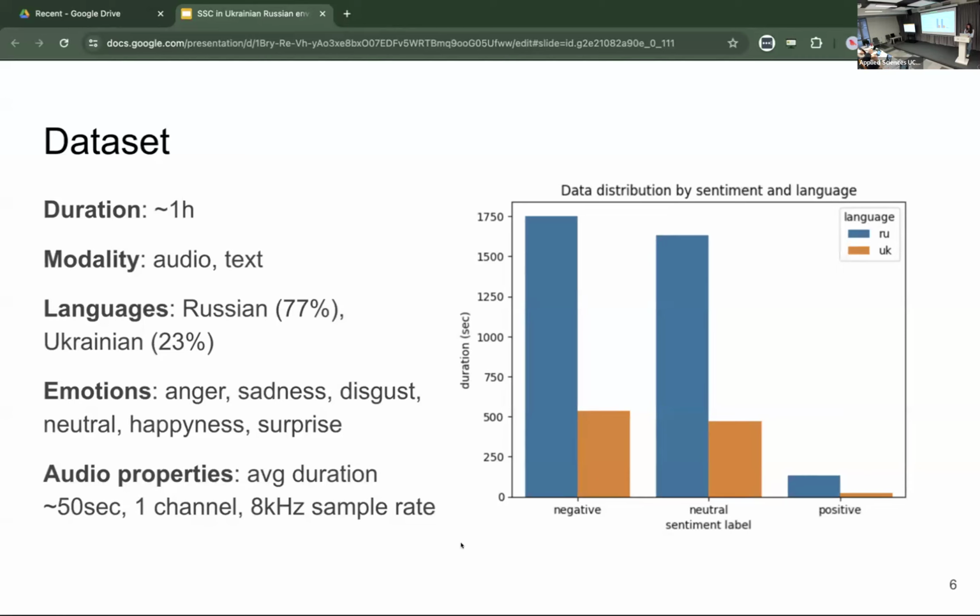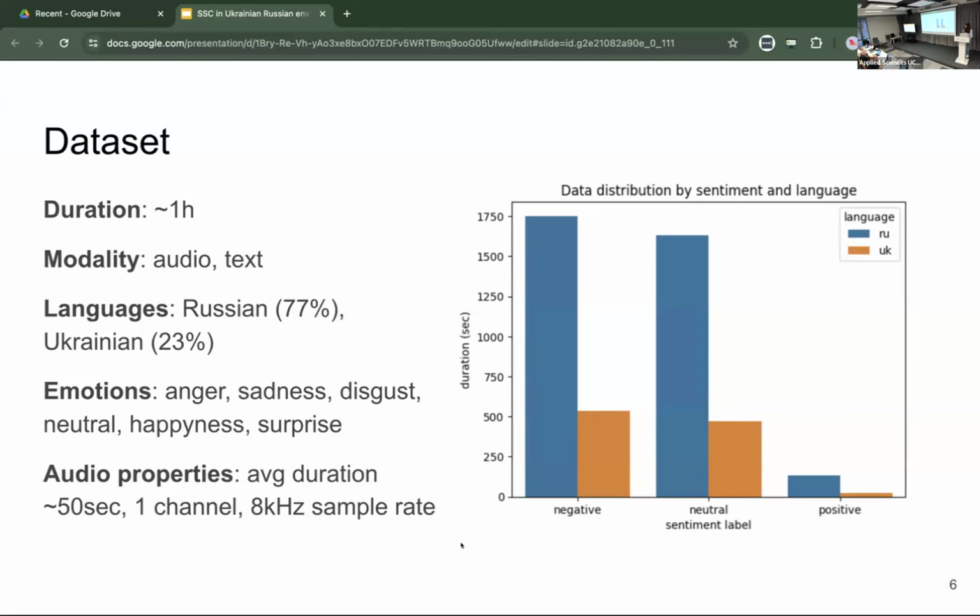The average duration of the conversation is 50 seconds. It was recorded in mono, one channel, and in an 8 kilohertz sample rate, which will cause us problems in the future.